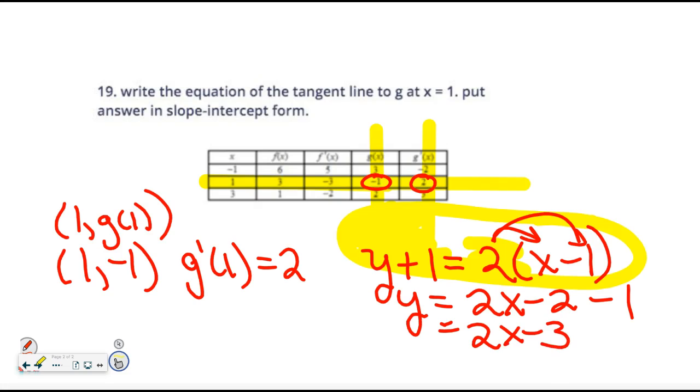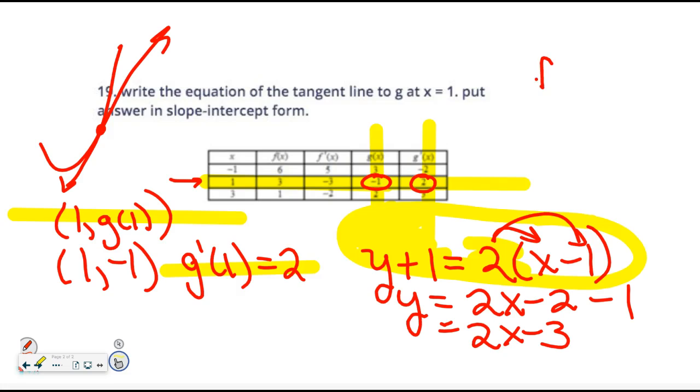So anytime you're asked for the equation of a tangent line, you need a point on the curve, so I know, well, where do you want me to get this equation? And then I need the slope. The slope is always the derivative. This one was tabular, so I found my slope off a table.